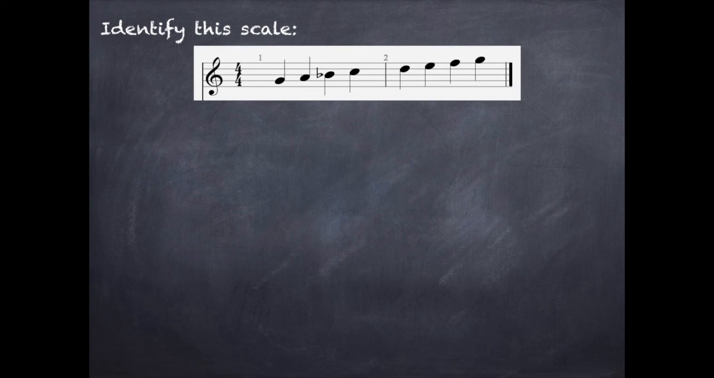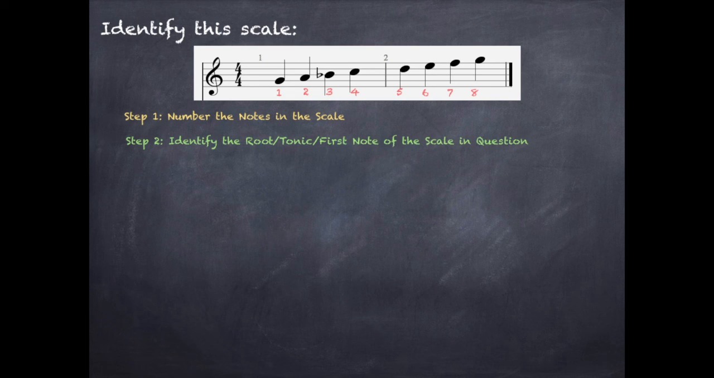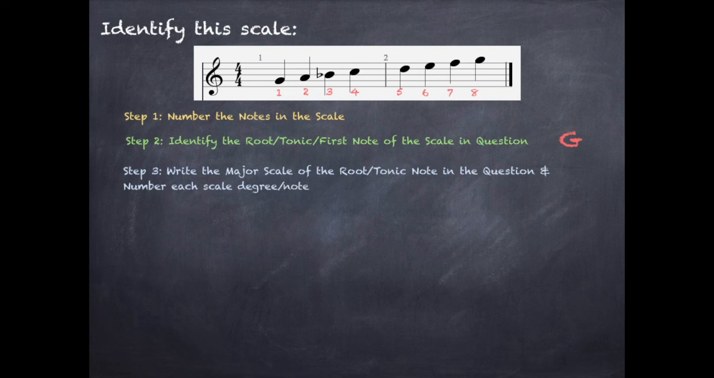So let's try and identify this scale. Step 1, we number the notes in the scale 1 through 8. Step 2 is we identify the root tonic first note of the scale in question. Yet again, this scale starts on a G. Step 3 is we write the major scale of the root or tonic note in question and number each scale degree or note.